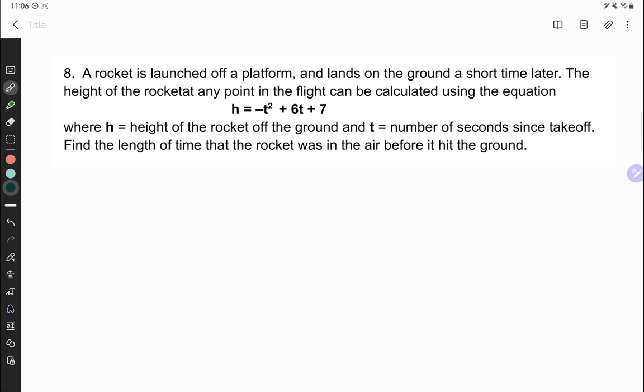So, let me begin. A rocket is launched off a platform and lands on the ground a short time later. Cool, off of a platform, so off of something, it goes poof, it goes off, and then it hits the ground again later. The height of the rocket at any point, yes, there's a bit of a typo there, but that's all right. At any point in the flight can be calculated using the equation that.